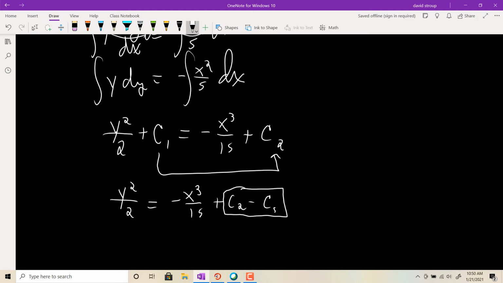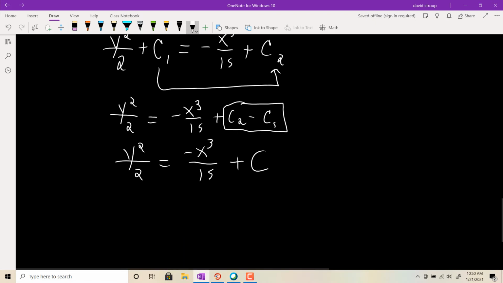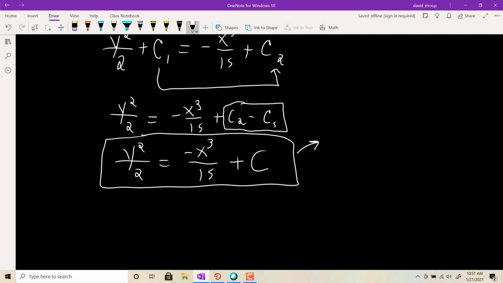If you think of C2 and C1 as any real numbers, the range of this thing is going to be all real numbers. So you could just replace that with a big C: negative x cubed over 15 plus c. And this would be a perfectly reasonable answer. If you put it on a test, I'd be happy with it. Some teachers will try to convince you otherwise. They want you to get rid of all the constants for one thing. This is fine for me. I'm not high maintenance. Fine for Mr. Stroop.